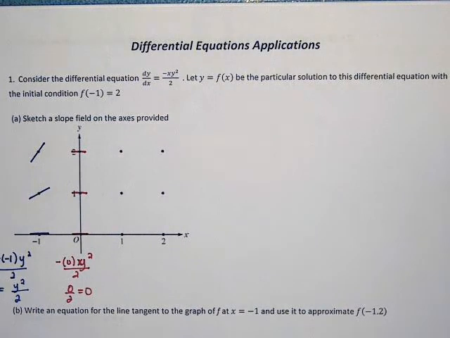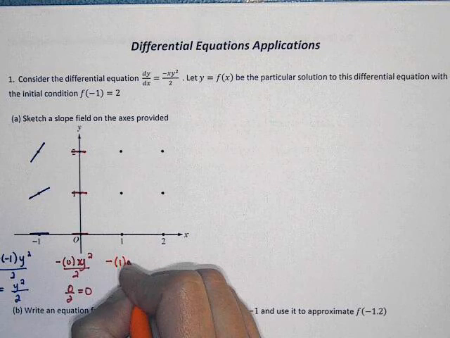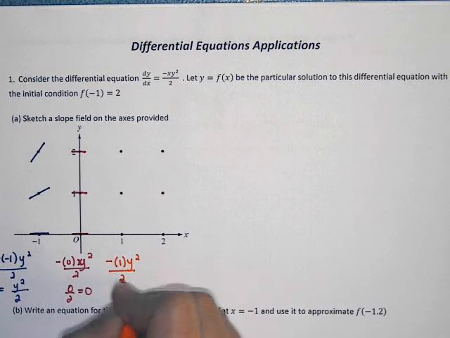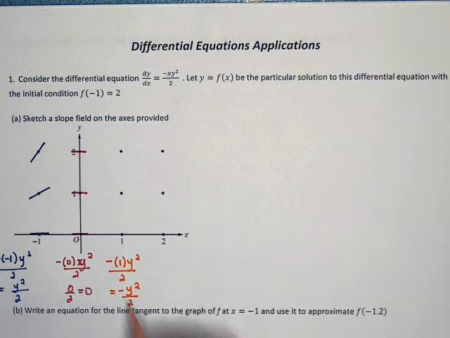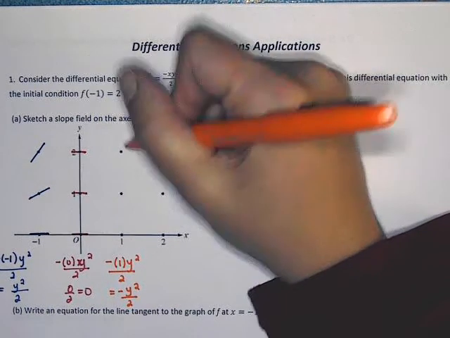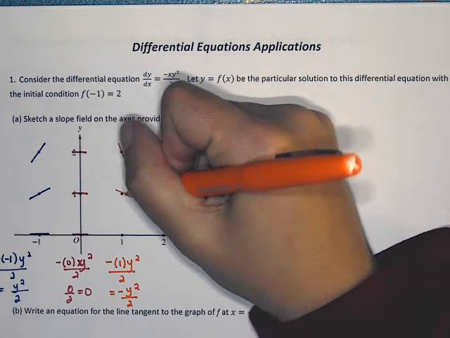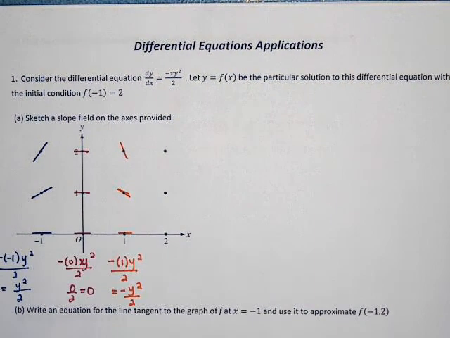Next, we're going to look at the column where the x's are 1. So we're going to have negative 1 y squared all over 2, which means we're going to have negative y squared over 2. So we're going to do y squared divided by 2 and make it negative. Now you'll notice that's the same as this column, just negative. So what we can do is just take all of these slopes and flip them over and make them negative. Just make them go the opposite direction. It's the same slope, opposite direction.